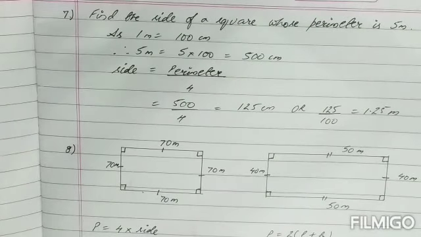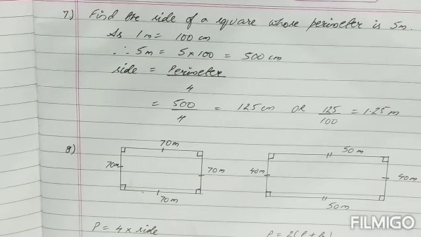Next, question number 6 is, children, find the perimeter of a square whose side is given as 1.6 meters. Now this one I have not worked out. I am telling you orally, children. Perimeter is equal to 4 into side. Now the side over here is 1.6 meters. So you multiply 4 into 1.6 to get the perimeter of the square.